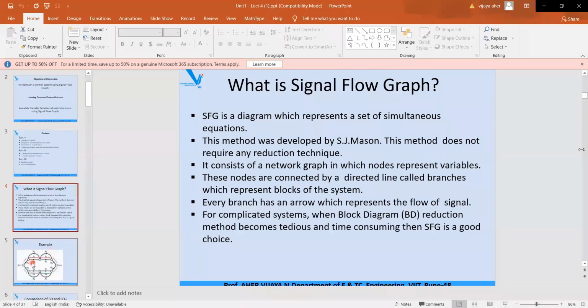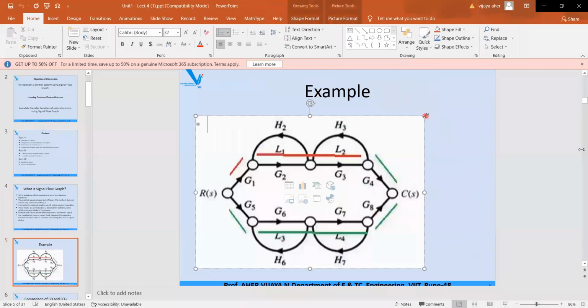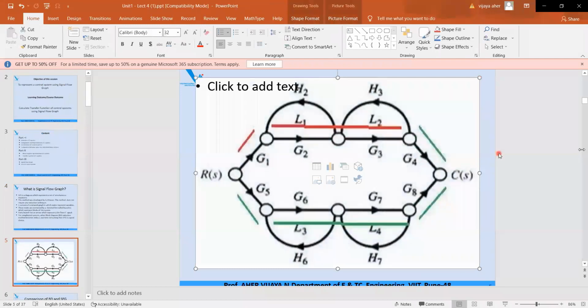Now how to represent? Just take one example. So this is one of the examples of a signal flow graph. I am going to take this example later on also, but just to explain what is a signal flow graph, this is one example of a signal flow graph.